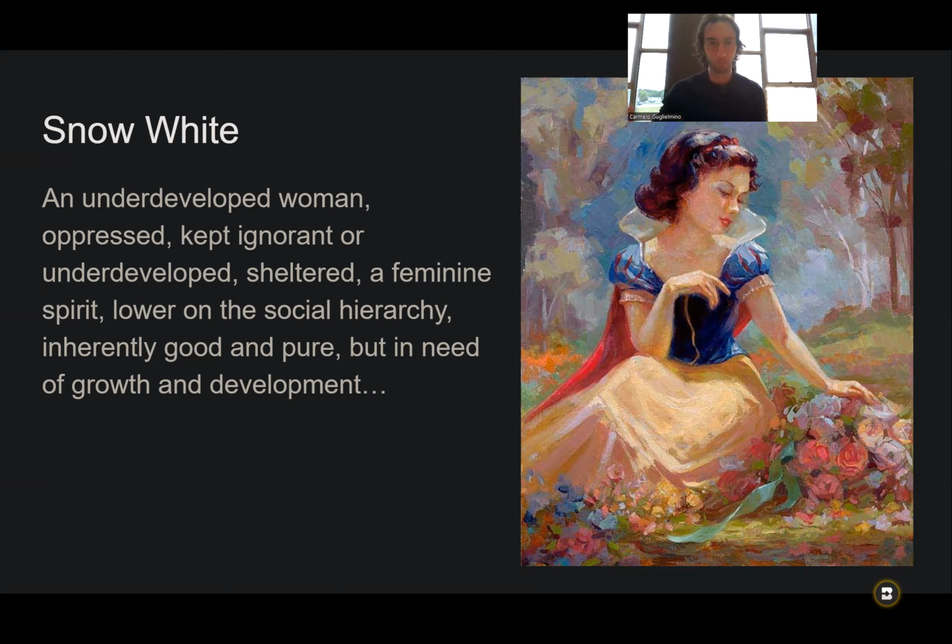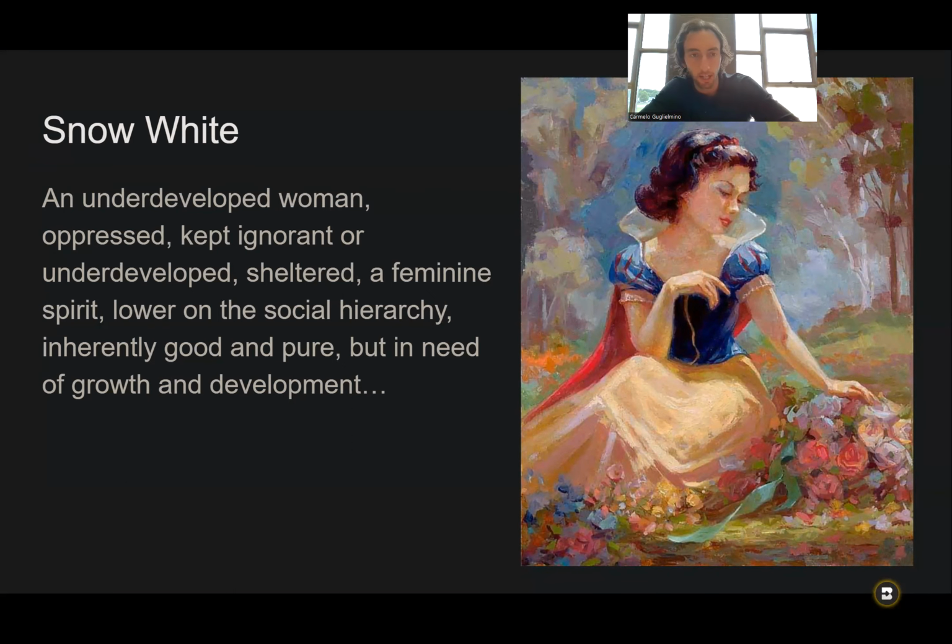The term underdeveloped woman immediately makes me think of Carl Jung, right? Of someone who is young in their adolescence, needs to grow up, needs to integrate more parts of themselves to become more whole. That's Carl Jung. That's the Jungian lens. She is oppressed and she is kept ignorant or underdeveloped, okay? Oppressed, kept ignorant. That kind of leads me to think of two things.